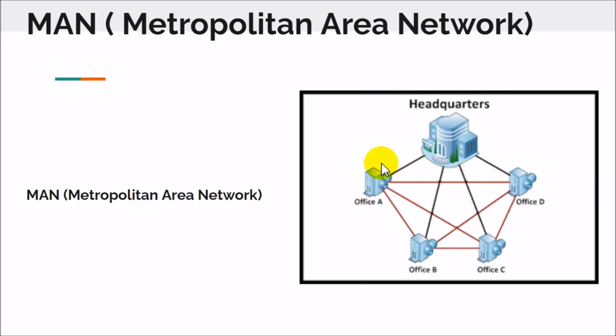For example, a business can have a headquarters and offices in every location. Now inside this office setting, you can have more than one local area network. You can have one here, one here, one here, one here.